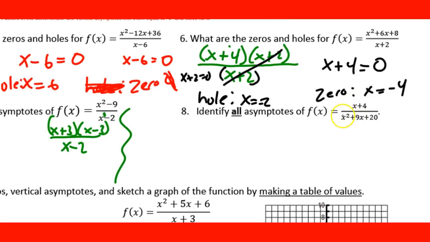Over here, identify all asymptotes. Again, for the horizontal asymptote, at the top, the degree is 1. At the bottom, the degree is 2. When the degree is larger at the bottom, the horizontal asymptote is going to be y equals 0. Now, we factor everything. We've got to find our vertical asymptote.